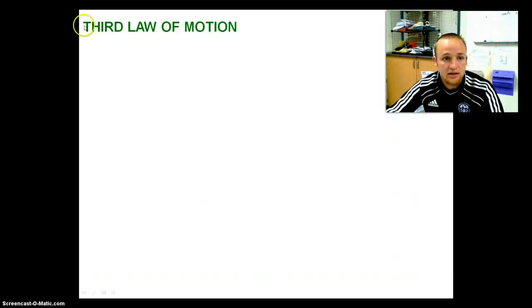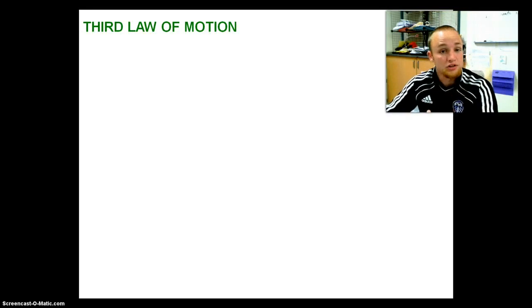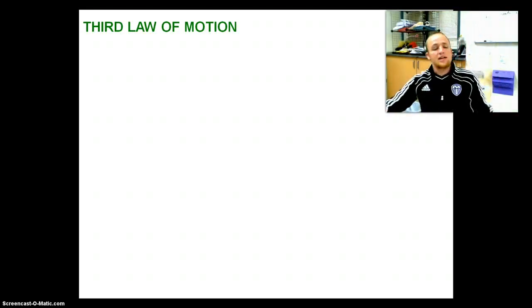As you can see here, we're looking at Newton's third law of motion. I know that we just went over the first law, but it's a lot easier for us to understand if we skip around and say, okay, we talked about the first law, the law of inertia, and let's go ahead and do the third law. It's a more logical thought process.